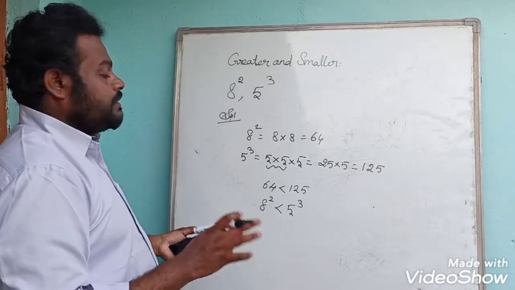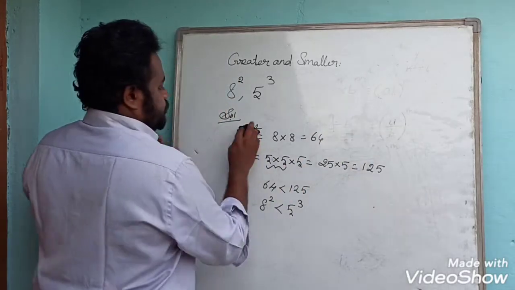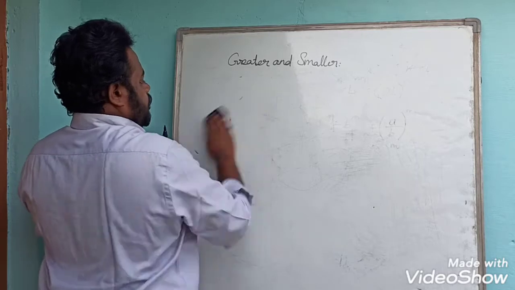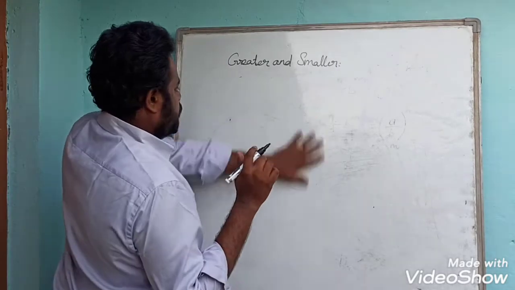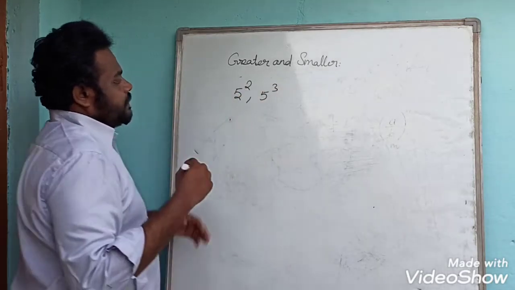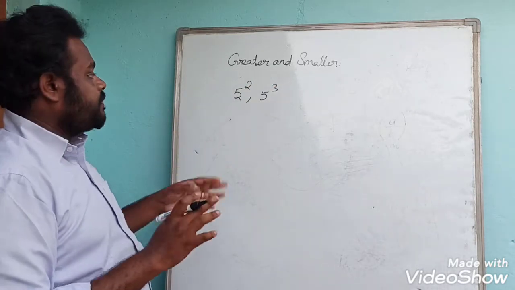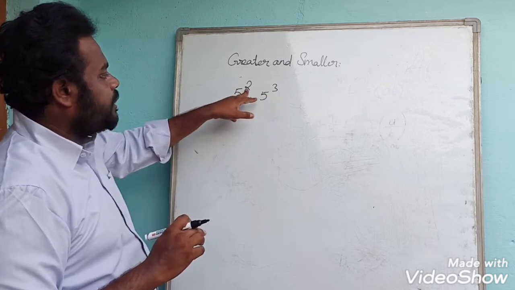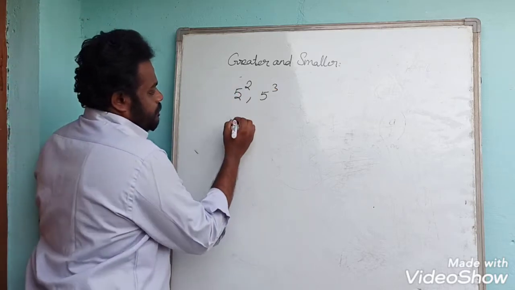So I have to take the same base. For example, we have the same base: 5 power 2, comma, 5 power 3. Same base with a different power. Here we can easily judge, so we compare the powers. 2 is smaller than 3. So obviously 5 to the power 3 is the bigger one.